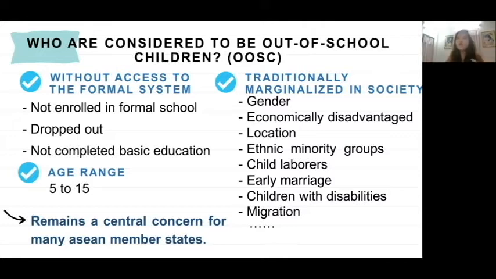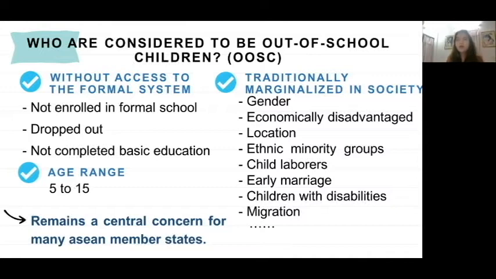So, who are considered to be out of school children, or we may call them OOSC? All the countries in the ASEAN community agree that out of school children refer to those who are without access to the formal system, like children who are not enrolled in formal school, or have dropped out from school, or have not completed the basic education as required.